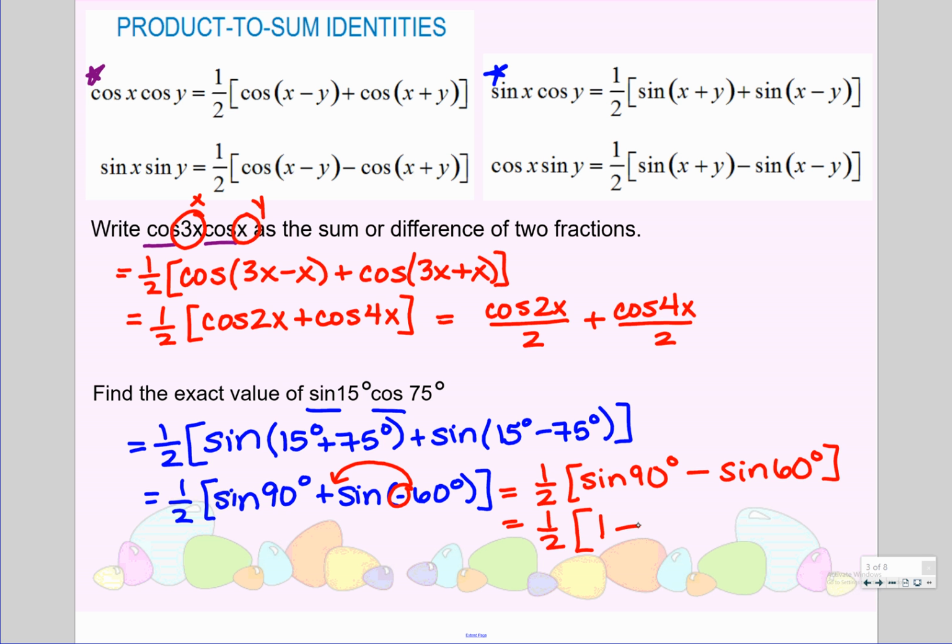Root 3 over 2. Distribute my 1/2 in. I'm going to have 1/2 minus rad 3 over 4. And then get a common denominator. What's my common denominator? Common denominator is 4. So instead of a 1/2, I can think of it as 2/4 out front there. So it's going to end up being 2 minus rad 3 over 4 is your final answer. And ones like this where you can evaluate completely, you can check with your calculator like the other ones. You can type the original problem in, type the answer in, make sure the decimals match. Okay?